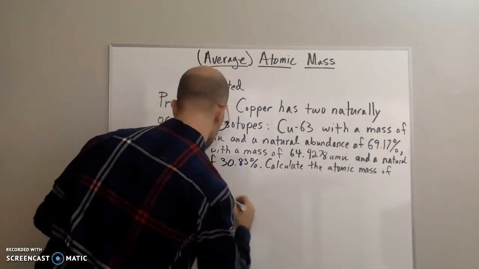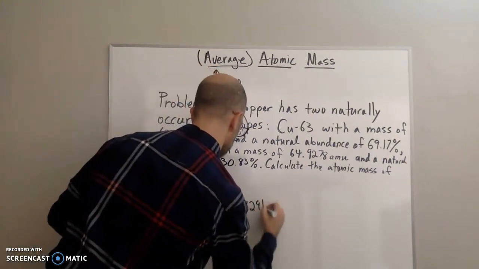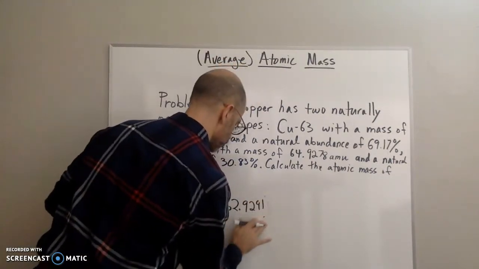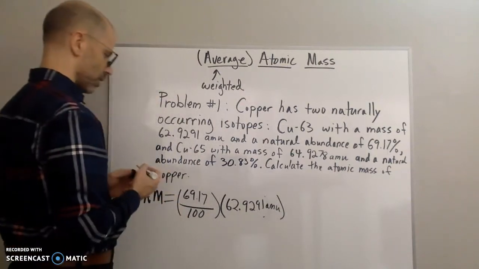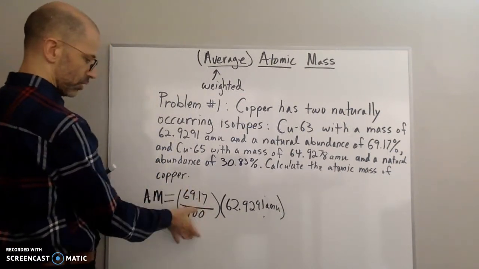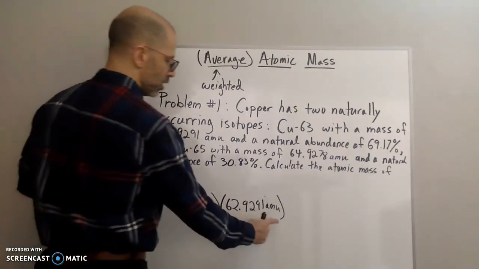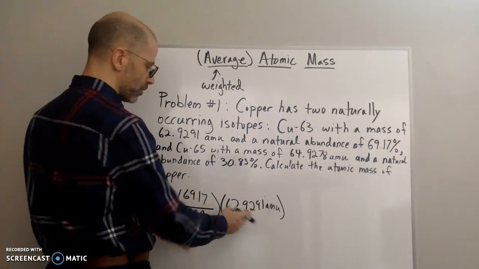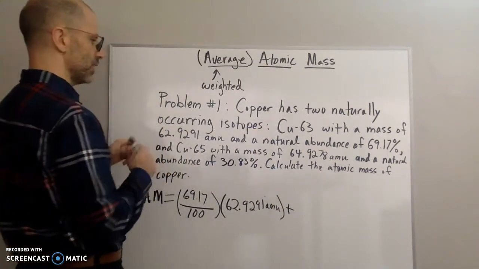62.9291. And I should put AMUs. So we need our unit, AMUs. This is unitless, it's just a percentage over 100. So here we have our AMUs, and then here's our first isotope, and now we're going to add our second isotope. We're going to do the same thing.